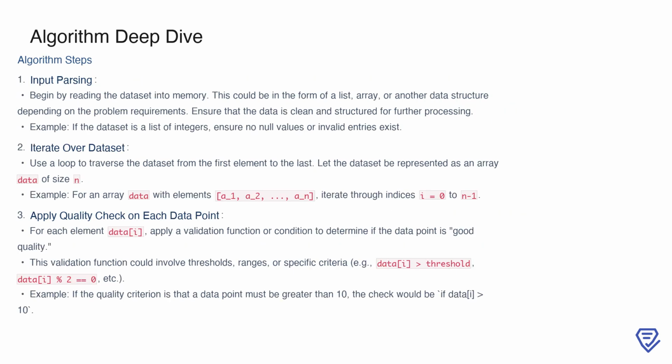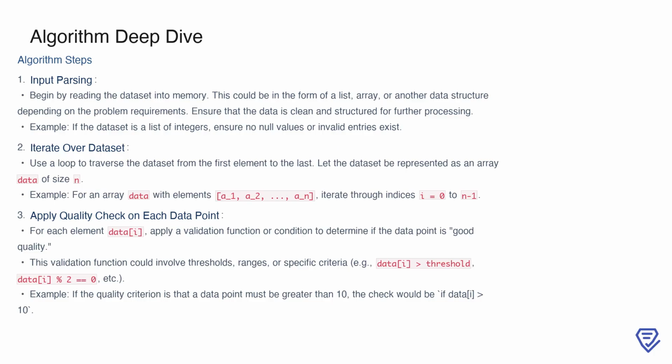To begin, the algorithm starts with input parsing. This involves reading the dataset into memory and ensuring it is clean and structured for further analysis. Depending on the problem, the dataset can be in various formats, such as a list, array, or any data structure that suits the requirements. For example, if the dataset is a list of integers, we need to check for and remove any null values or invalid entries to ensure the data is ready for processing.